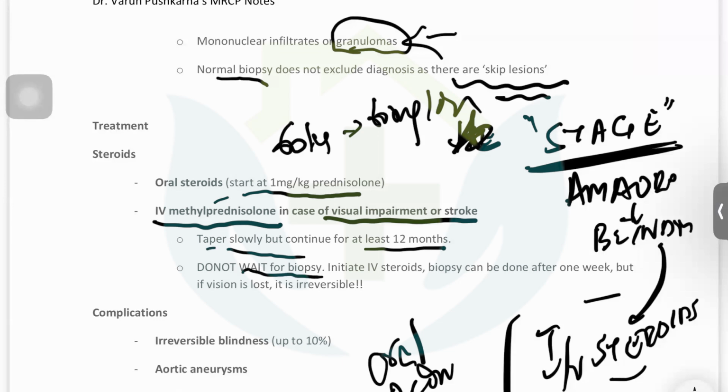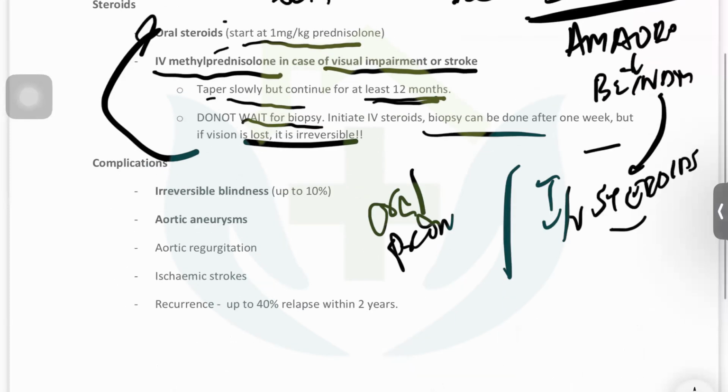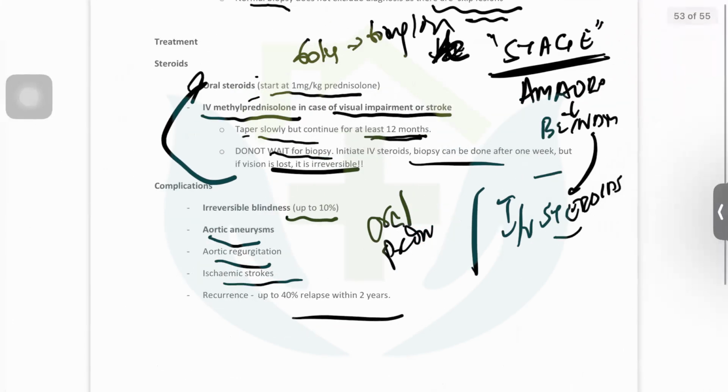So it does not mean that you have to continue with 12 months for IV steroids. You just give IV steroids for 1 week and then you can go on to this dose of oral steroids. Complications: irreversible blindness, usually up to 10% patients will never regain, aortic aneurysms, aortic regurgitation, ischemic strokes, and recurrence. Yes, up to 40% will relapse within 2 years.